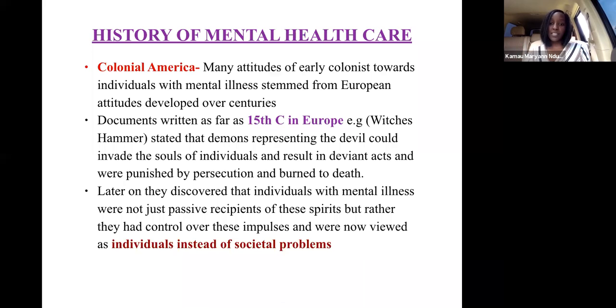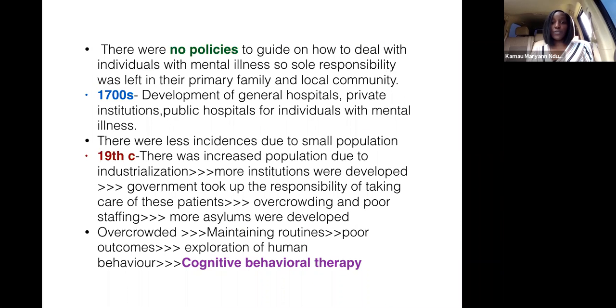But later they discovered that individuals with mental illness were not just passive recipients of these spirits, but rather they had control over these impulses, and were now viewed as individuals, as opposed to prior situations where they were seen as societal problems. So fast forward to the 1700s. Now individuals with mental illness, for example schizophrenia, are not being seen as societal problems, but as individuals. But there are no policies to guide how to deal with individuals with mental illness.